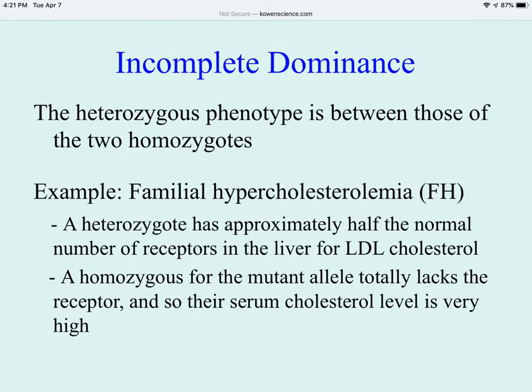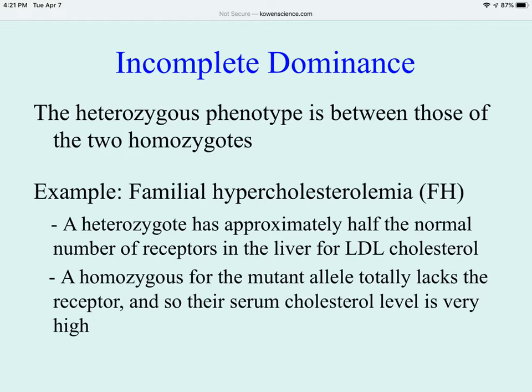Now, incomplete dominance: the heterozygous phenotype is different from the two homozygous. The example you would typically see in a biology class is big R is red flowers in plants, little r would be white flowers, and big R, little r would be pink flowers.